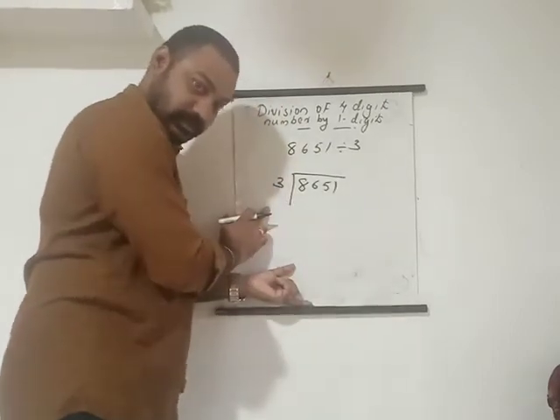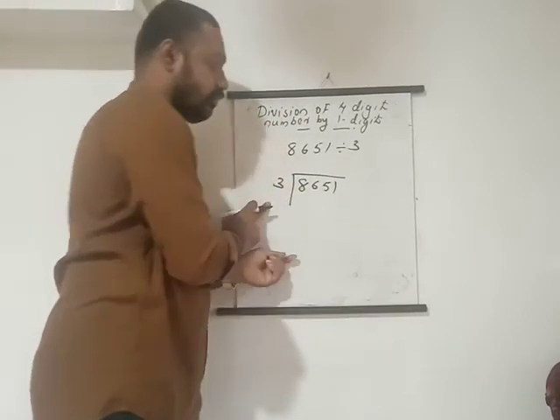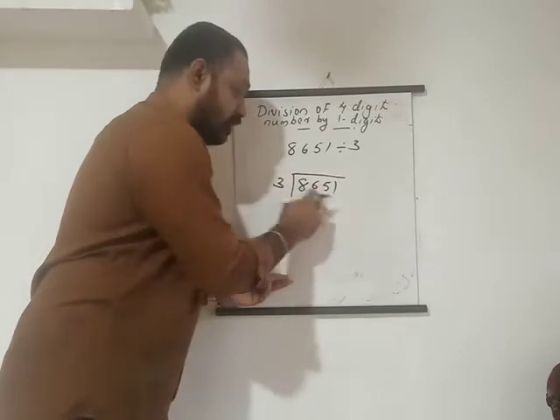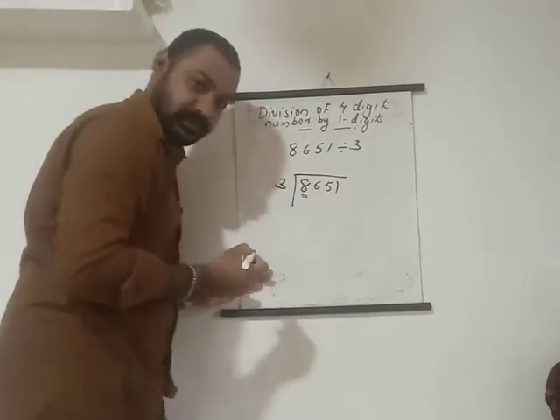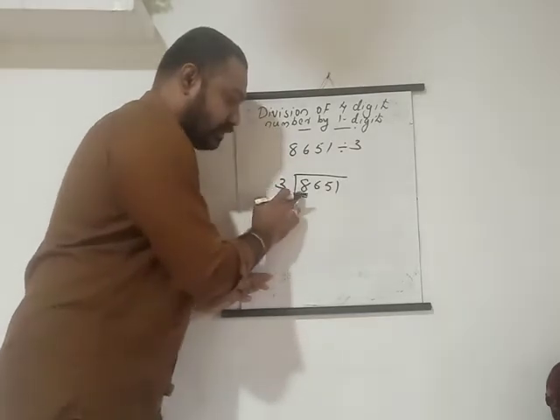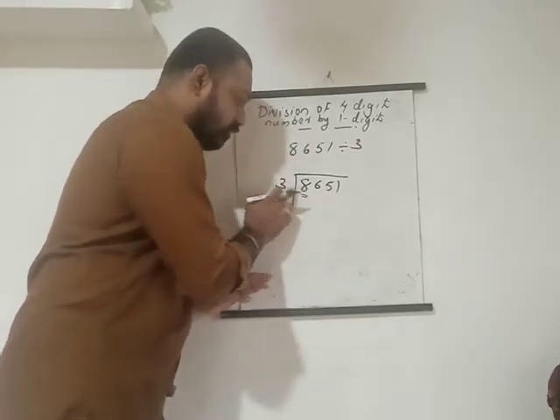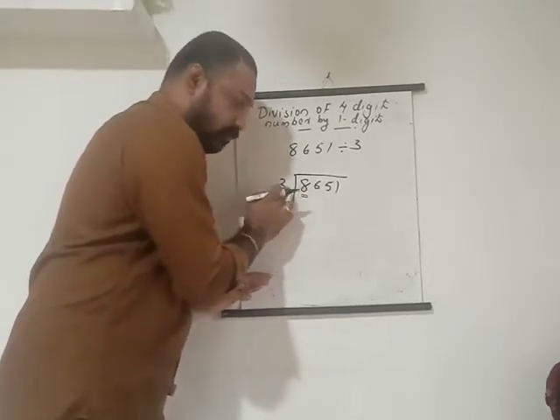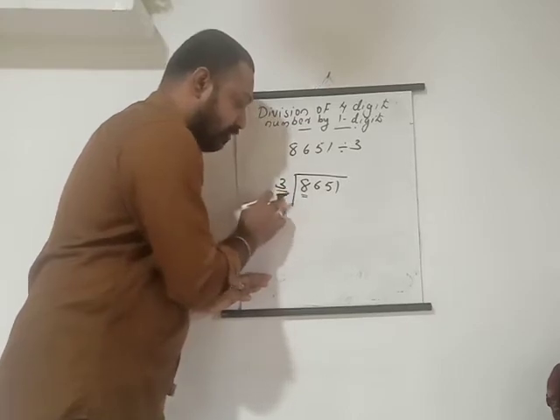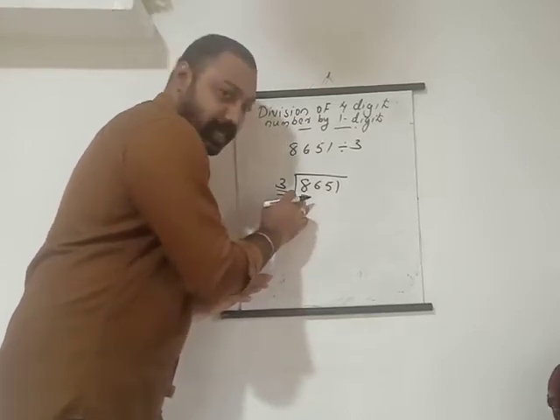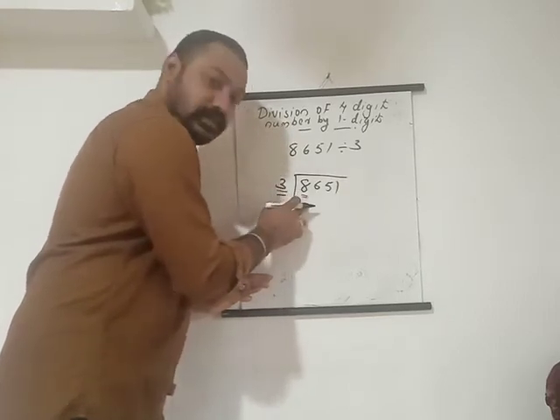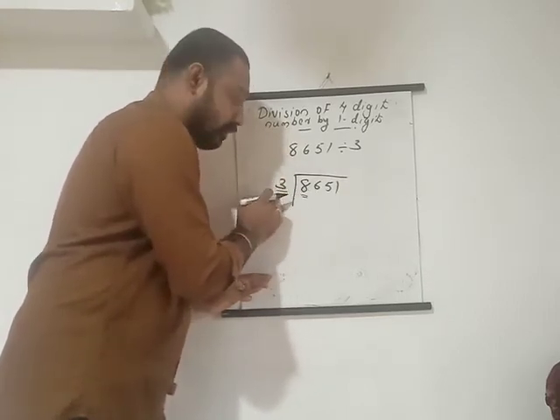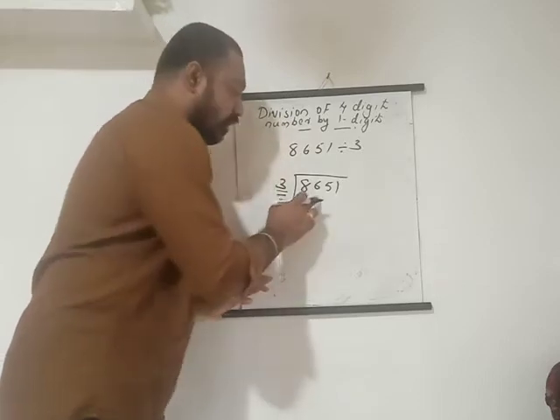This is the first thing we have to write. I am going to divide each number. What is my first number? Here it is 8. You have to check with the first number. The divisor is 3 here, and the first number is 8. Is this number greater than the divisor? Isn't it? 8 is more than 3, so we can divide 8.